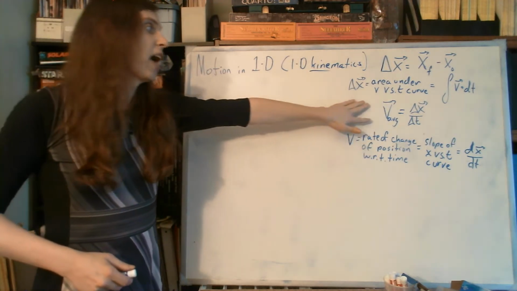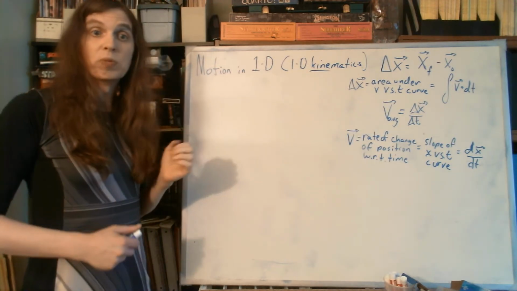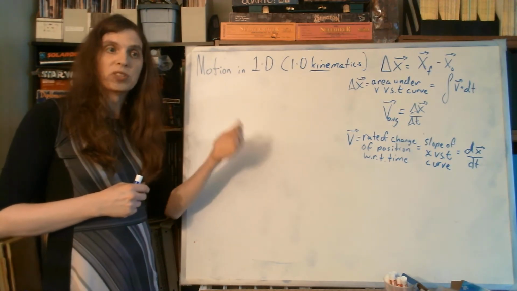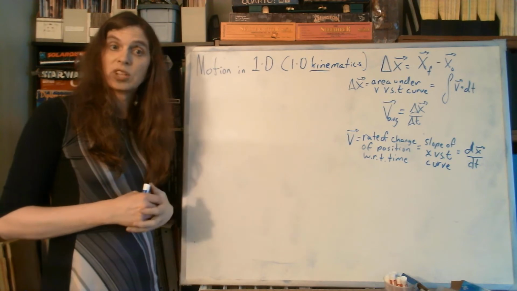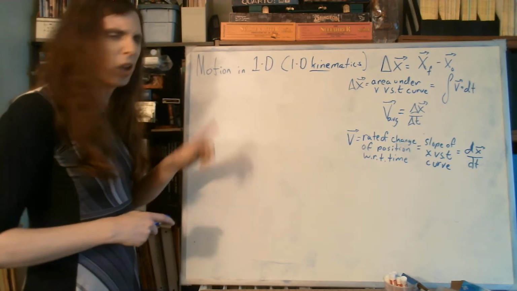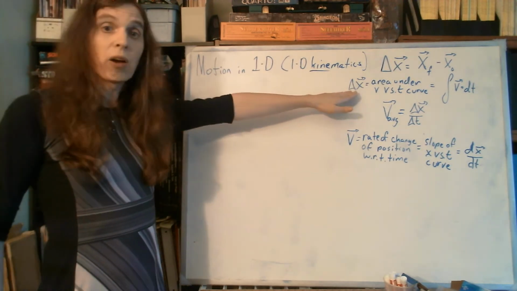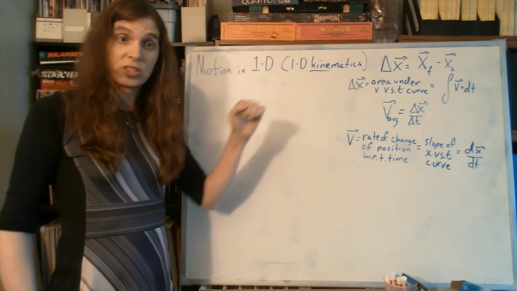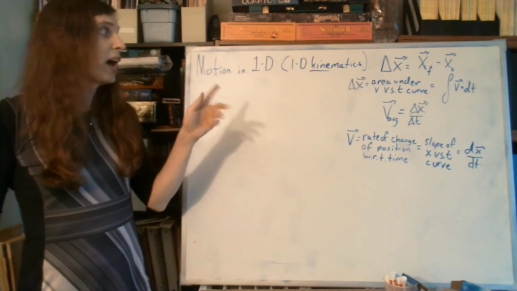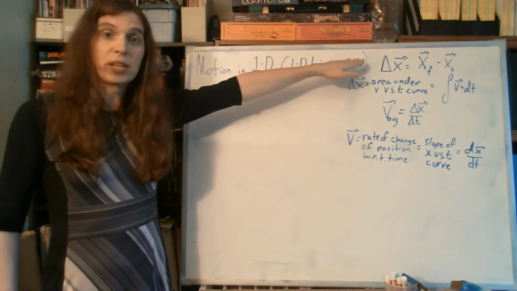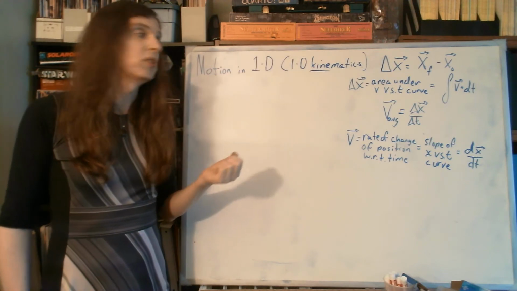And if we're looking at the average velocity, that's just displacement divided by change in time. The displacement divided by the time it takes to do that change in position. We also found in the previous video that when we look at the area underneath a velocity versus time curve, that area is equal to the displacement that happened during that time period.